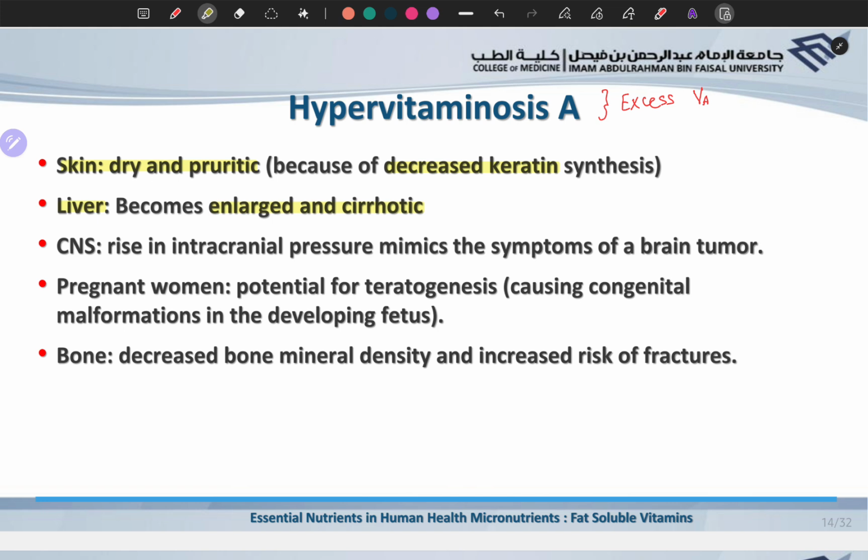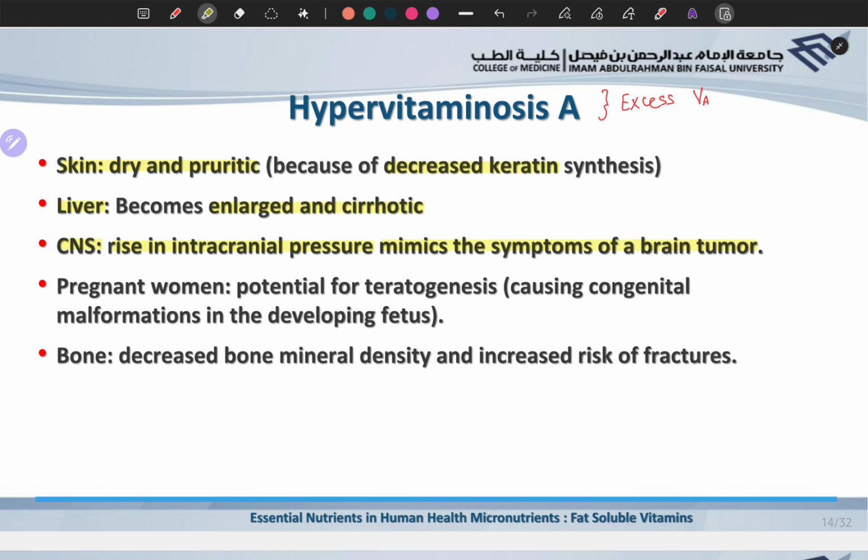In brain tumor, what happens? There is a rise in the intracranial pressure because it affects the CSF drainage, CSF circulation, as a result of which there is increased intracranial pressure. Vitamin A in excess causes an increase in the intracranial pressure, which mimics brain tumor. Same clinical features of brain tumor you will get, although there is no brain tumor. A specific term is given to it, pseudotumor cerebri, a false impression of a brain tumor. Pseudo means false. Is it clear?